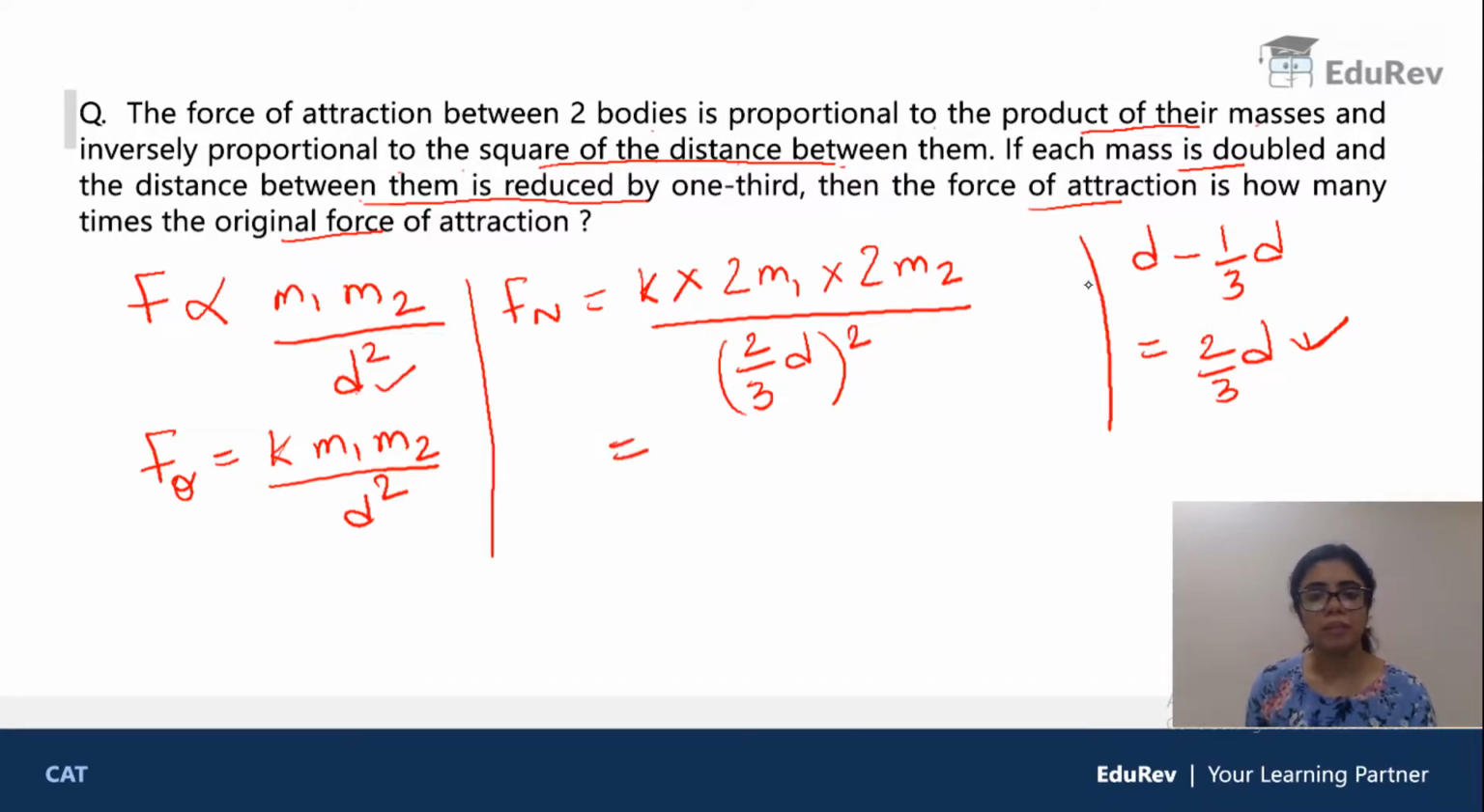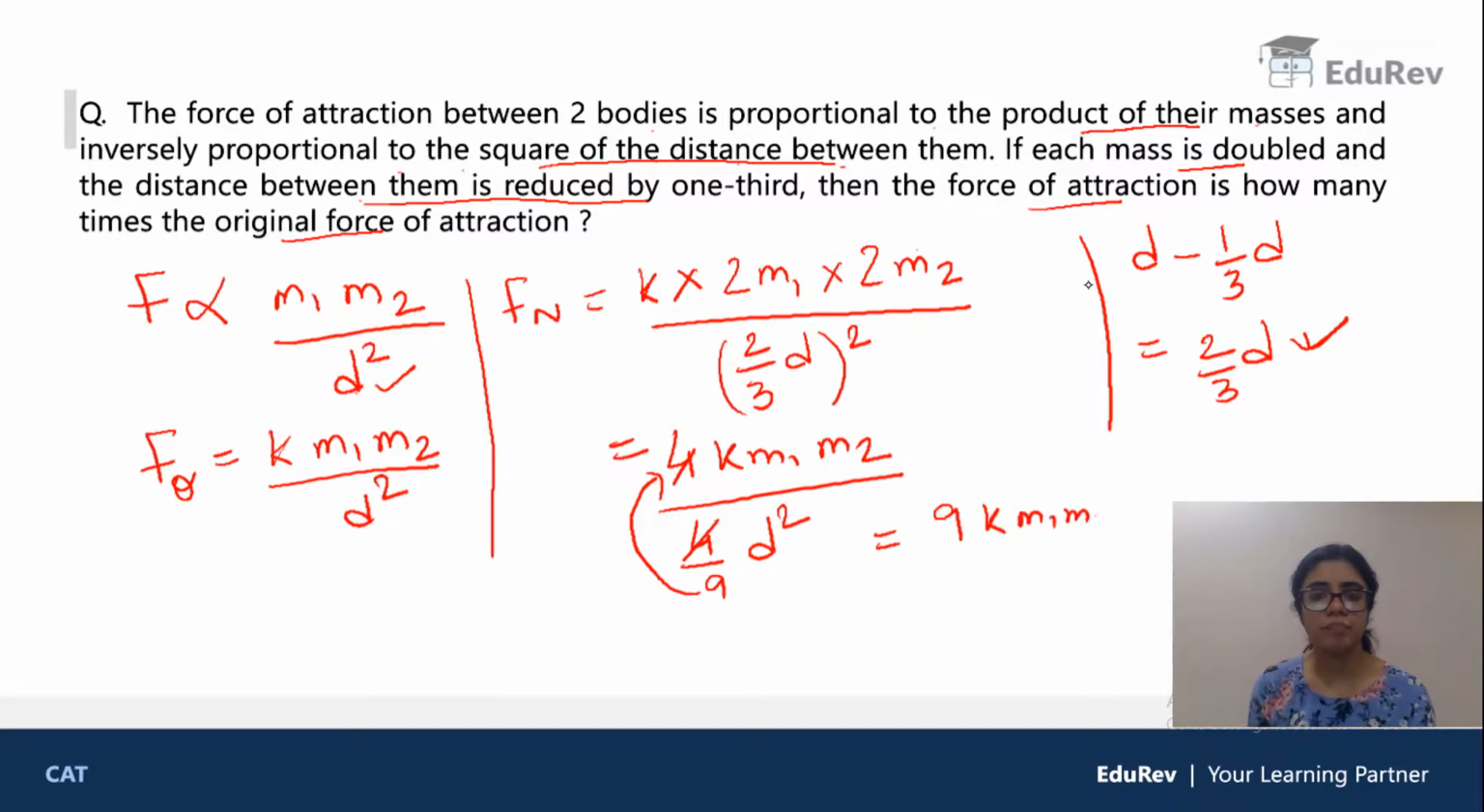So what will this become? 2 into 2 will become 4k M1 M2 upon 2 by 3 D, whose square will be 4 by 9 D square. Your 4 will get cancelled. 9 will go above. So this will become 9k M1 M2 upon D square. This is your new force of attraction.